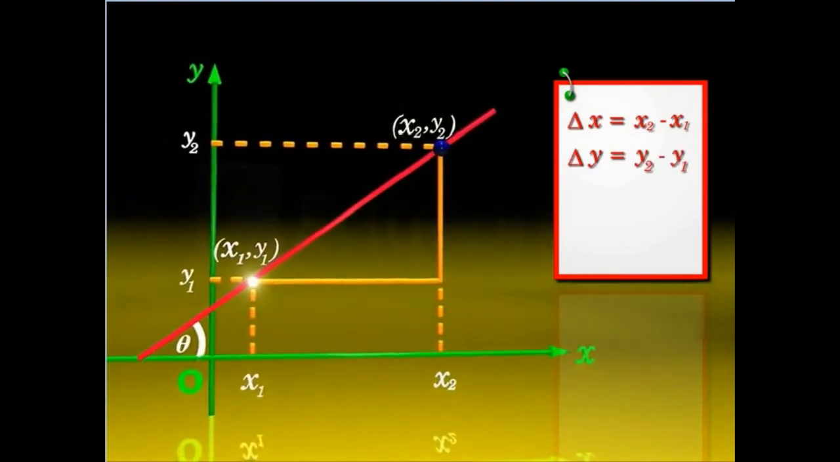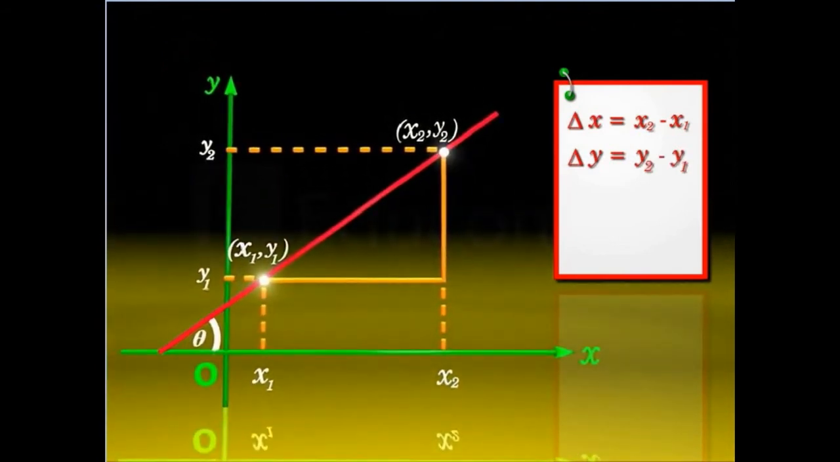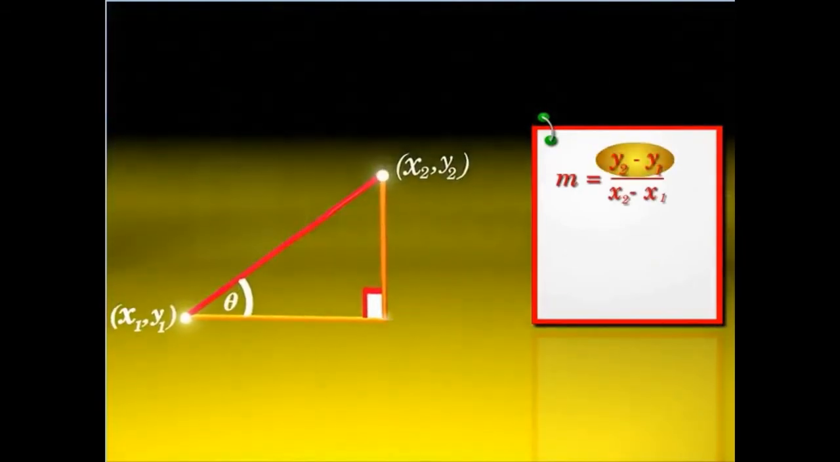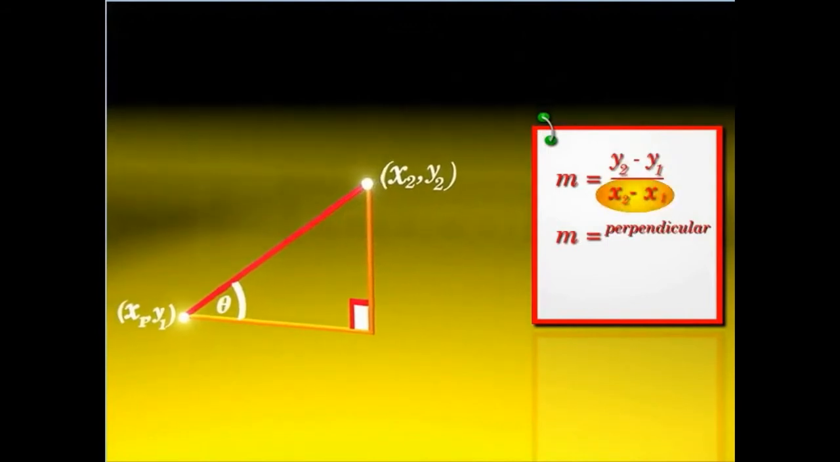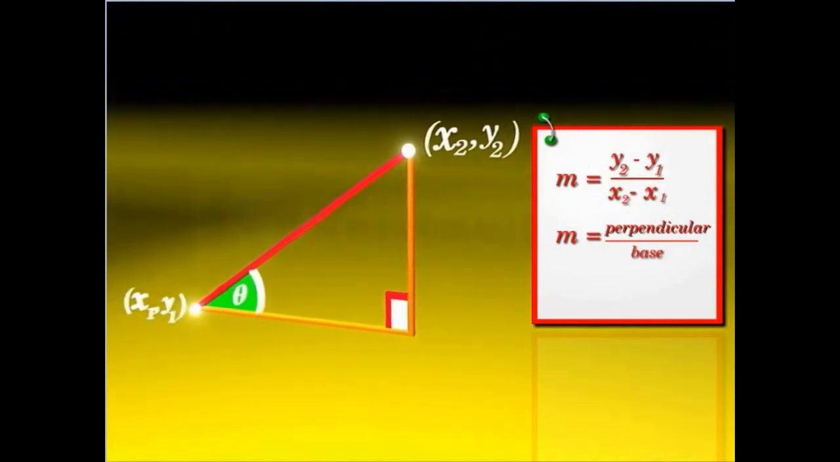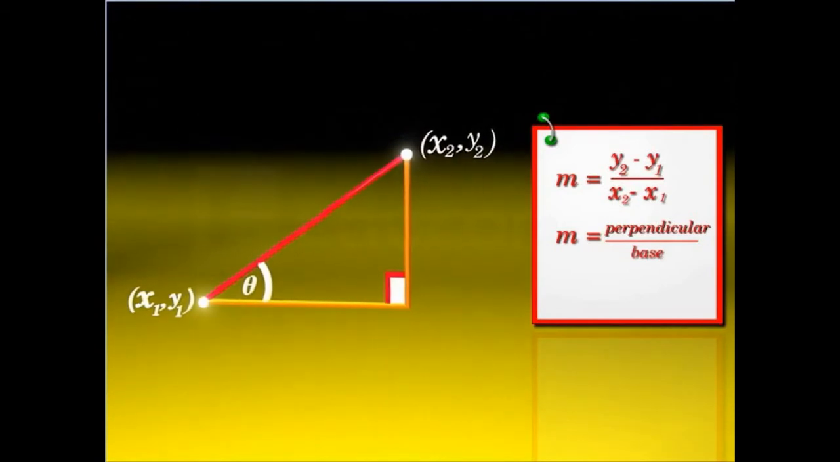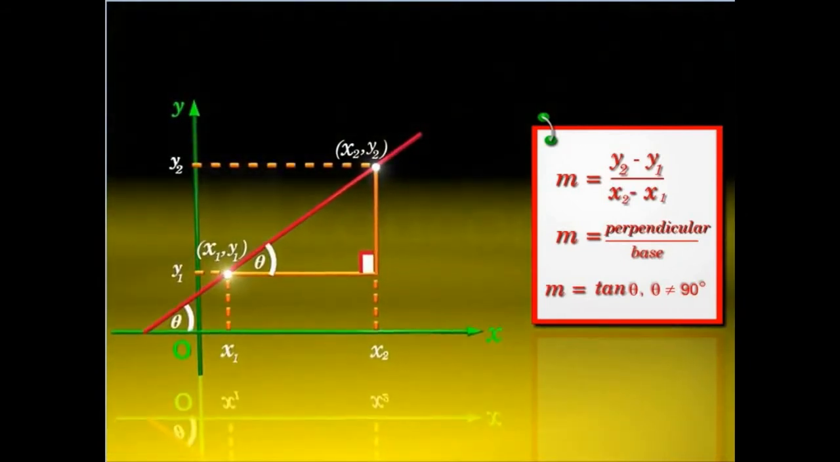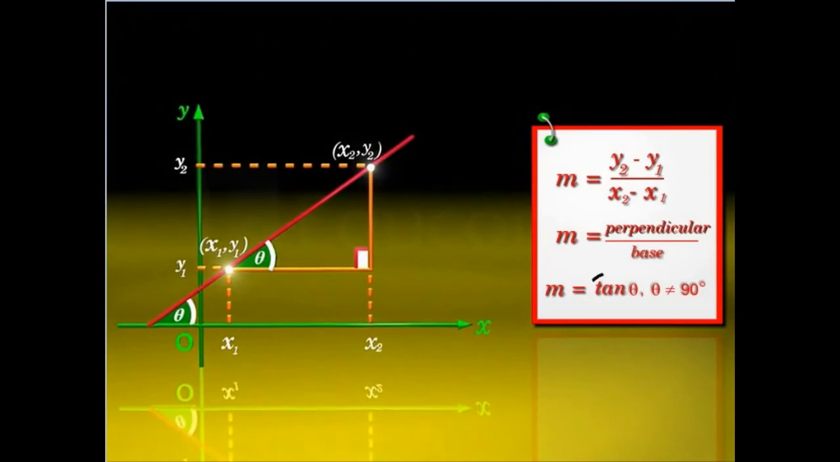be y2 minus y1. Representing slope by letter m, we have slope formula m equal to vertical change, that is y2 minus y1 upon horizontal change, that is x2 minus x1. Further, y2 minus y1 represents the perpendicular and x2 minus x1 represents the base of this right triangle with respect to theta. So, y2 minus y1 upon x2 minus x1 is equal to tan theta. Thus, slope of a line whose inclination with x-axis is theta is tan theta.